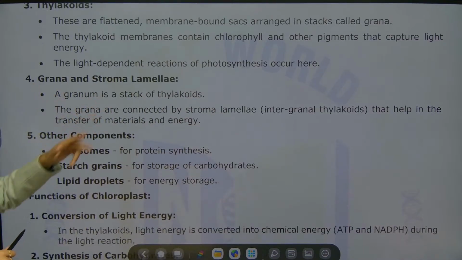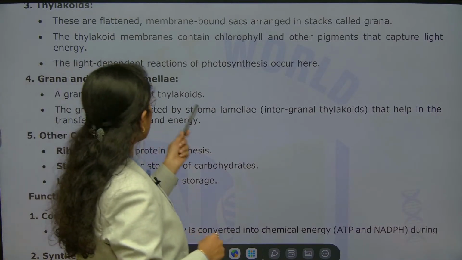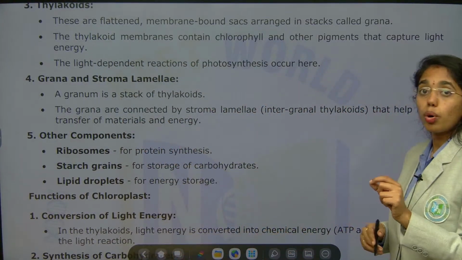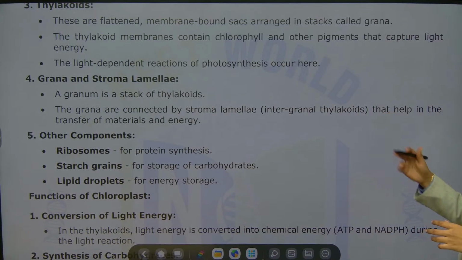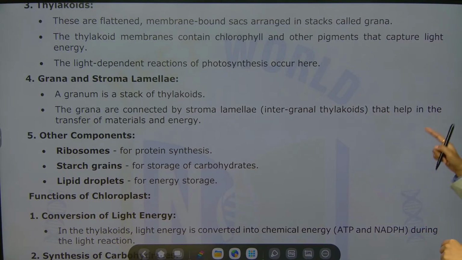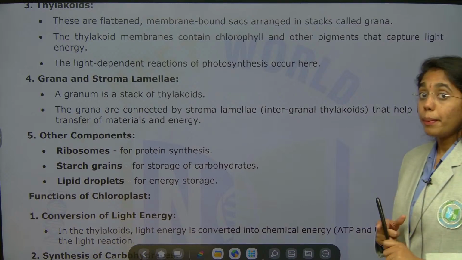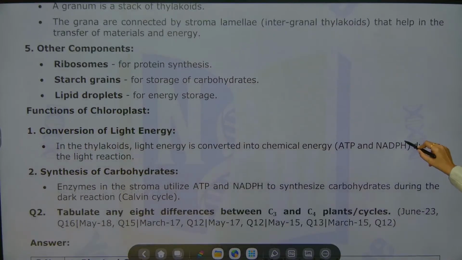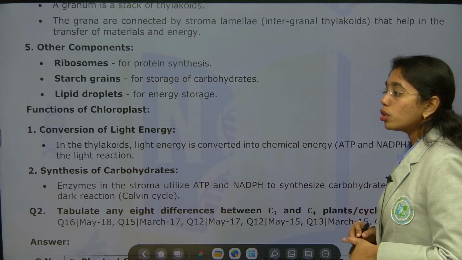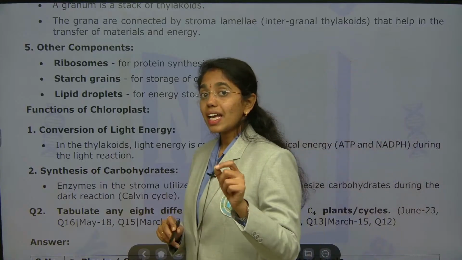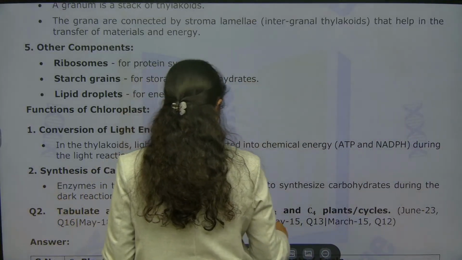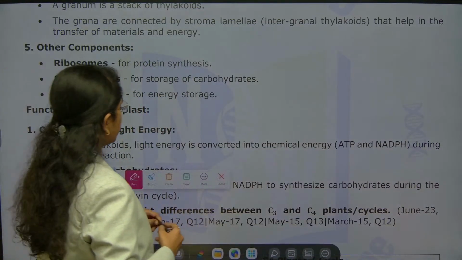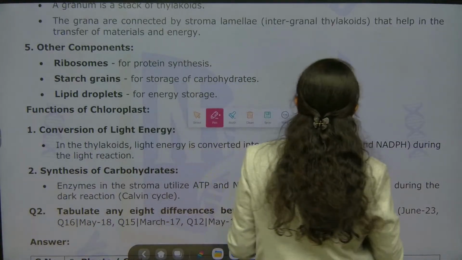Next, grana and stroma lamellae. The granum is a stack of thylakoids and the grana are connected by what? Stroma lamellae in between. These are intergranal thylakoids that will help in the transfer of materials and energy. Other components we have are ribosomes. Those ribosomes are 70S ribosomes, whose larger subunit will be 50S and smaller subunit will be 30S. They are bound by magnesium ions.